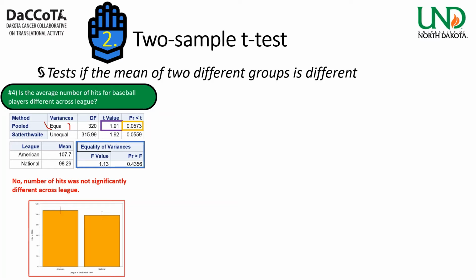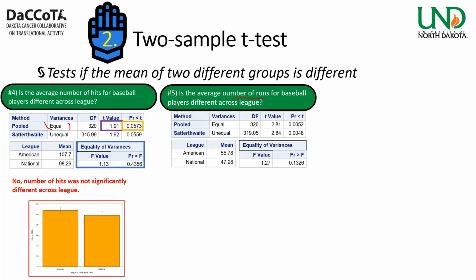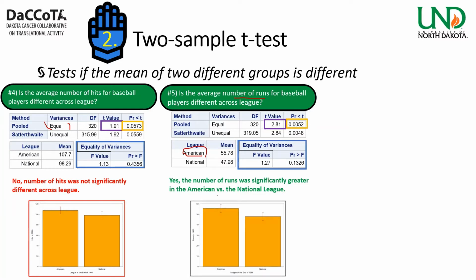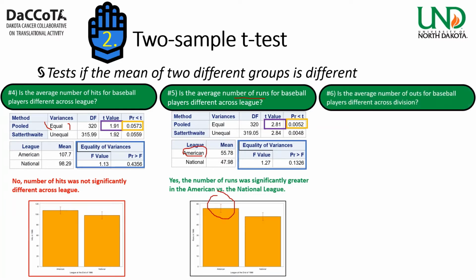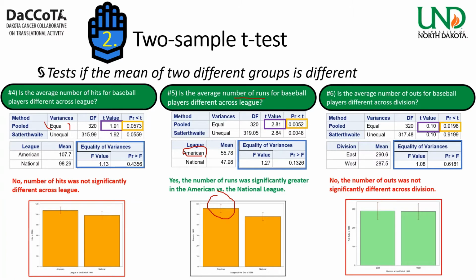And again, these aren't significant results, that's why I have them in red. We can see here that the confidence intervals overlap quite a bit. We just ask the same question, but for number of runs rather than hits. Again, not significant, so we use the pooled. And now this is significant. The number of runs was significantly greater for the American, 55, versus the National League. And we see here that these are spread out more. Again, we could look at outs across division now, East and West. Again, we'll use pooled, and no, there was no difference. This is practically identical.